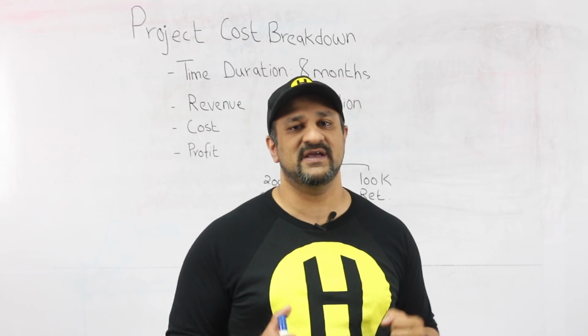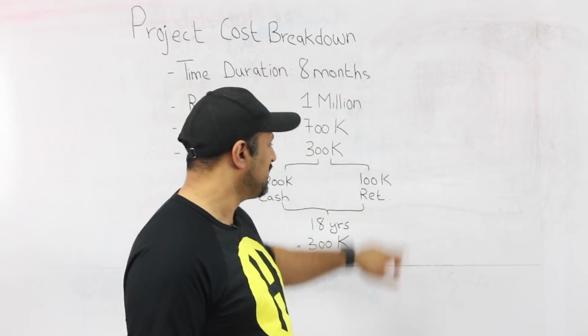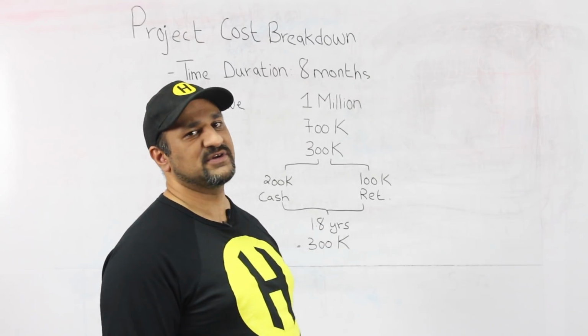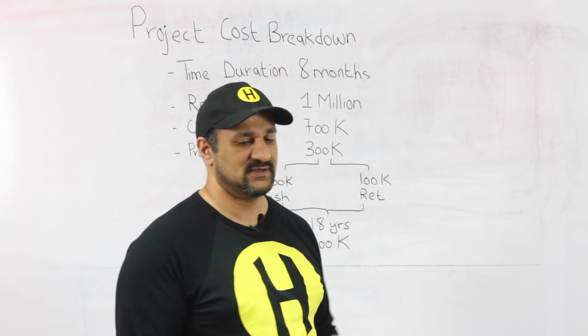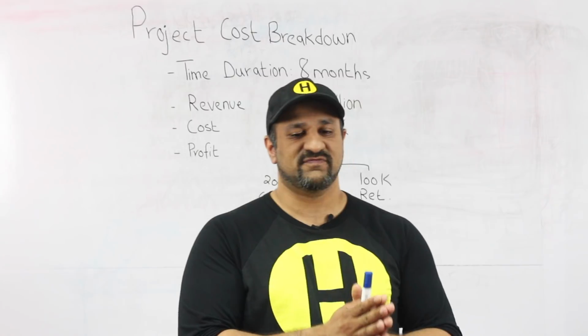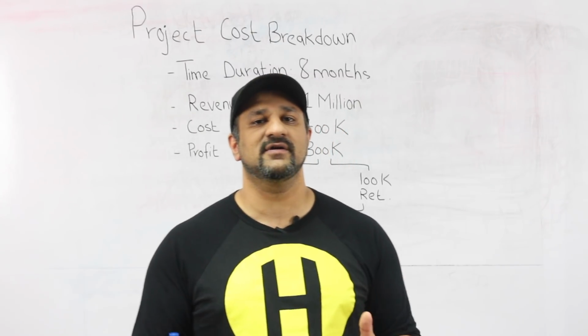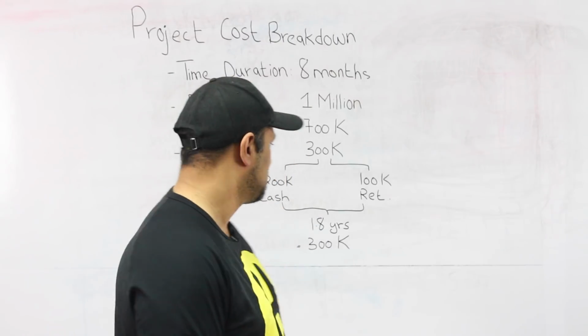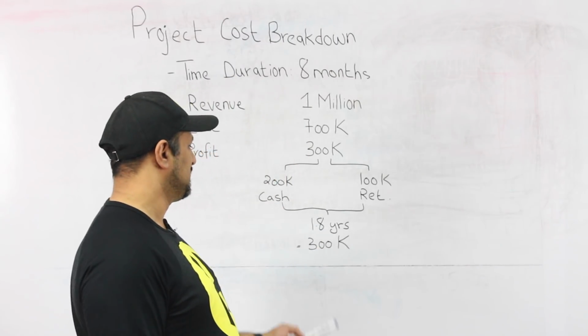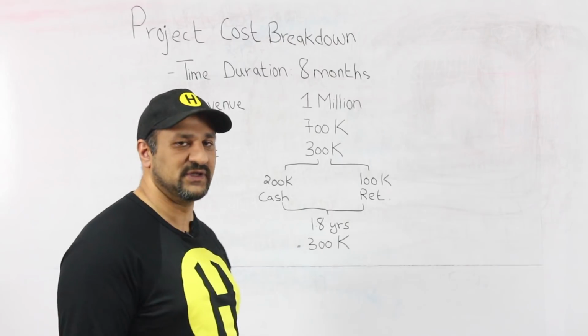We have it on hand, it's paid, it's cash. The 100K is retention. If the project takes 8 months, after the project is complete, for 1 year the retention is kept by the consultant. After 1 year, the retention is released to us. So it takes about 1.8 years, and the 300K full profit is realized.